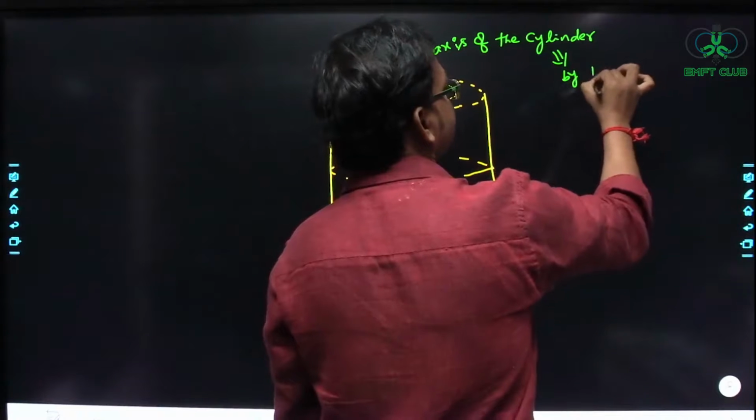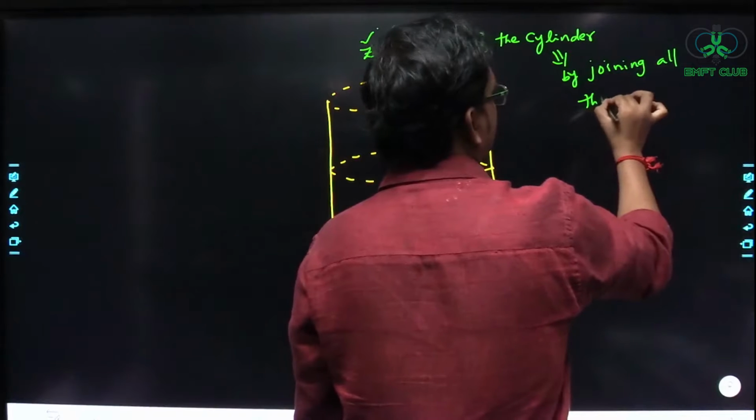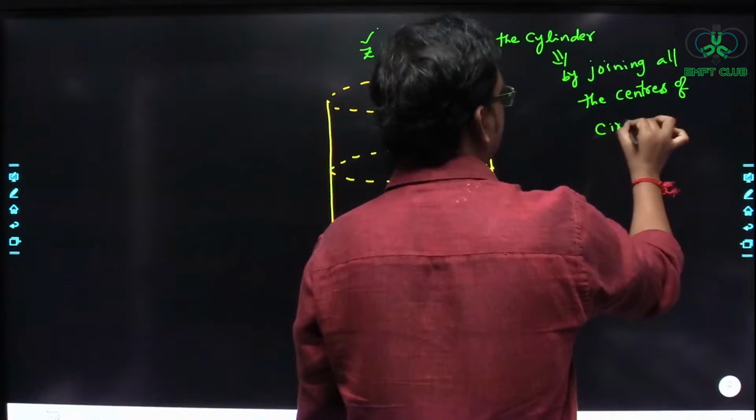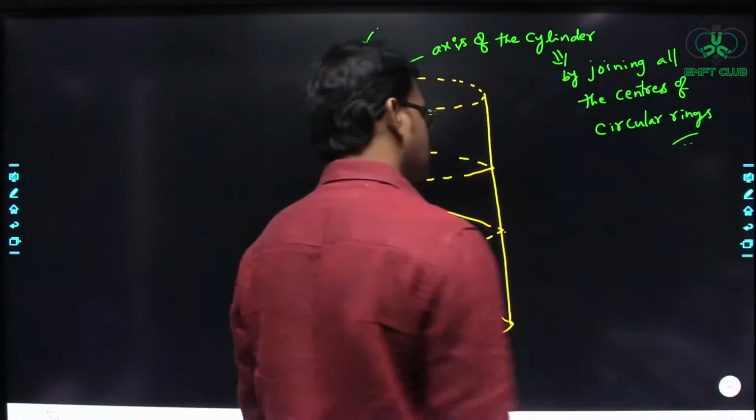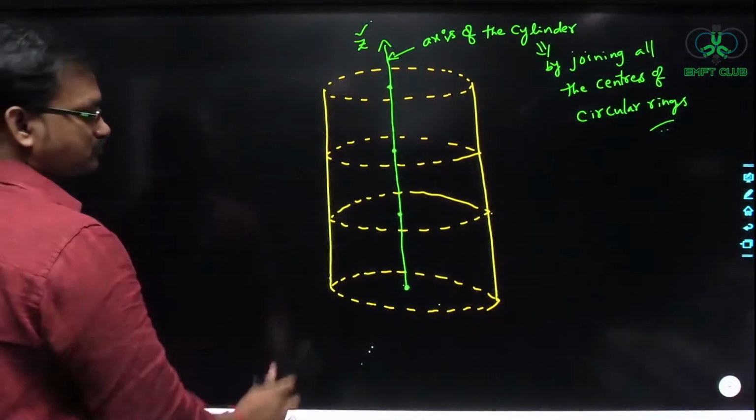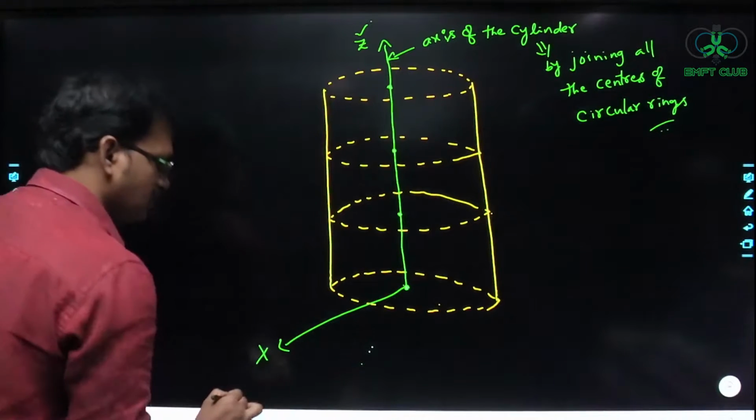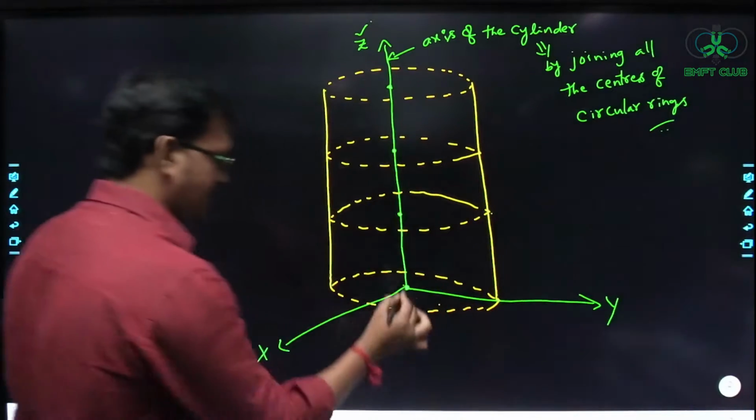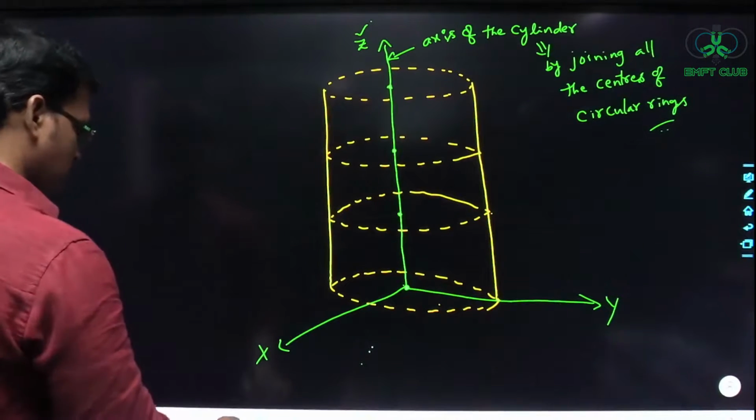So how we got this axis of the cylinder? By joining all the centers of circular rings, right? Now here I am drawing another axis, that is the x-axis, and here I am considering another axis, that is the y-axis. So x-axis, y-axis and z-axis, right? Okay. So now see here.